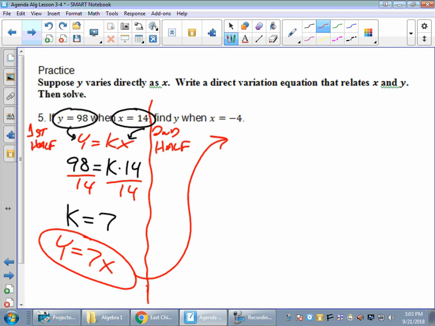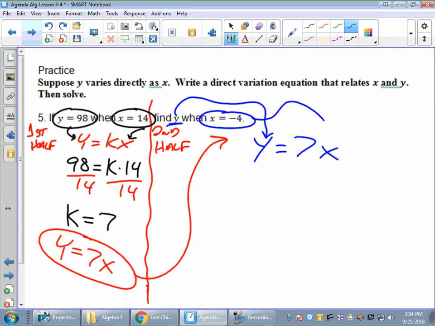All right, so here we've got find y when x is equal to -4. So we want to find y, that's right here, when x is equal to -4. So now if I use that equation that I just came up with, that I brought over to the second half, y equals 7x, now I can plug certain things in. So my y, I don't know what that is, so that's going to stay here. But my x, I can definitely plug in over here. And so now I just go y equals 7 times x, which is 7 times -4. And so y would equal -28 there.